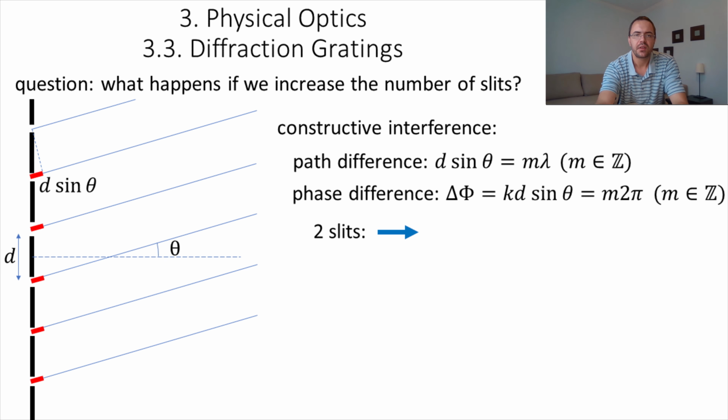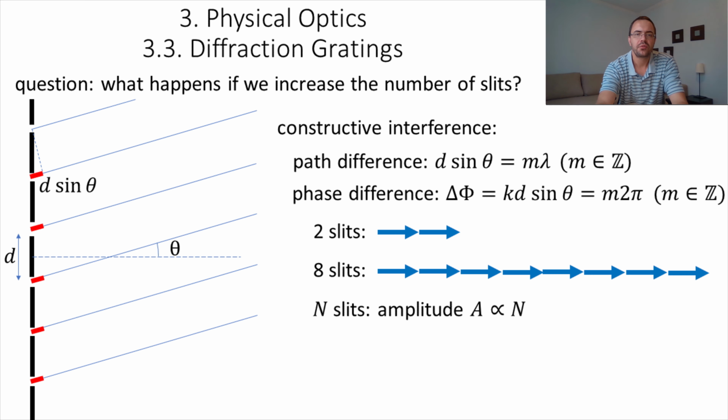In terms of phasors, if we have 2 slits, then we have 2 phasors, and the angle between them is m times 2 pi, so the phasors are essentially aligned. And if we have 8 slits, we have 8 phasors, but the angle between 2 of them is also 0 or 2 pi and so on, and so they are all aligned to each other. So you see that if we have n slits, then the amplitude will be proportional to n. And since the intensity is proportional to the square of the amplitude, then the intensity will be proportional to n squared.